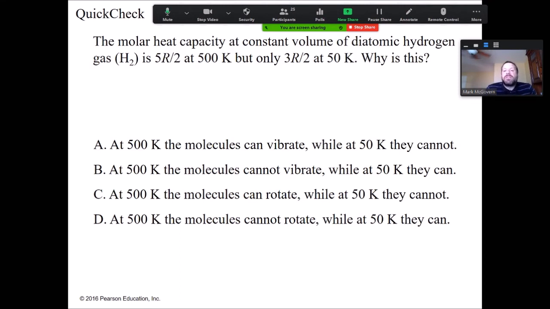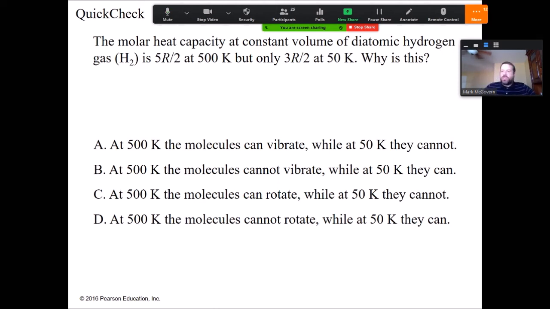Molar heat capacity at constant volume with diatomic hydrogen is 5/2 R, diatomic. But it's only 3/2 R at 50 K. What's up with that? 50 K is pretty darn cold. Letter in chat, please.